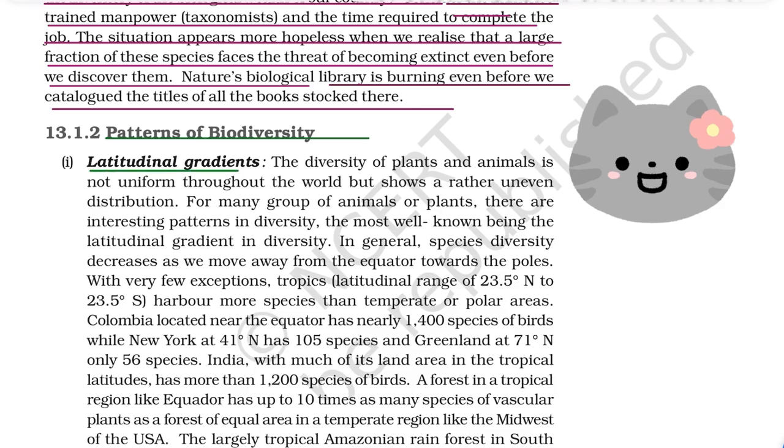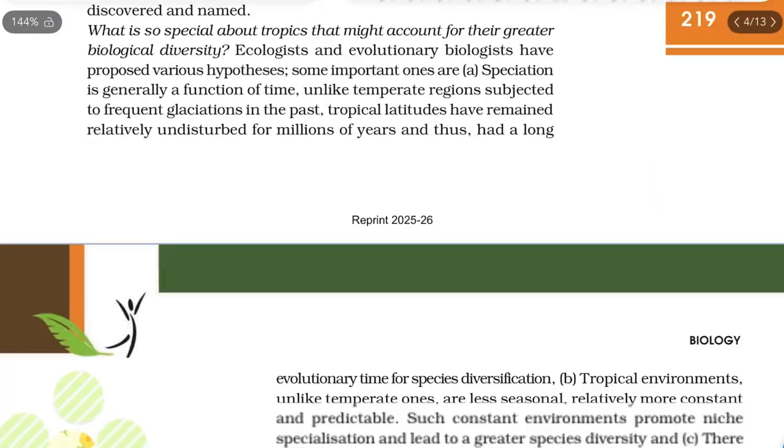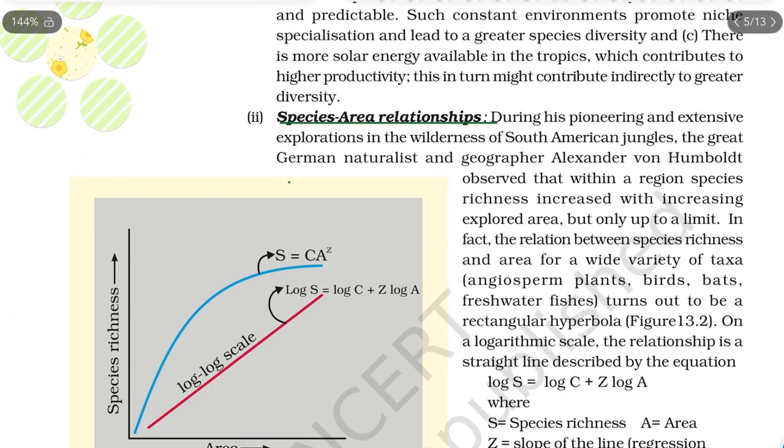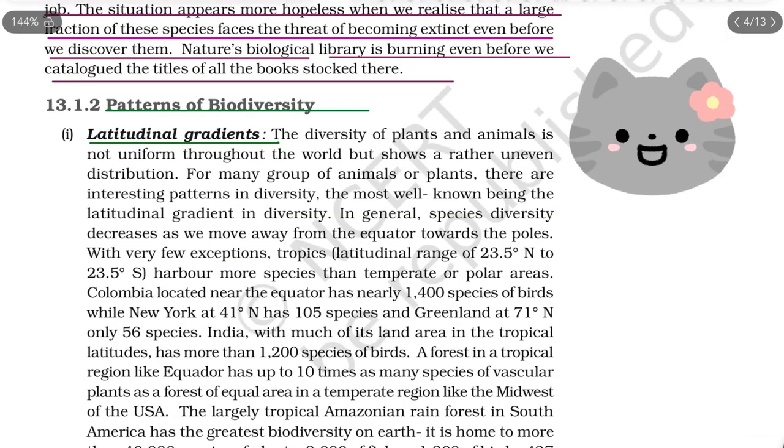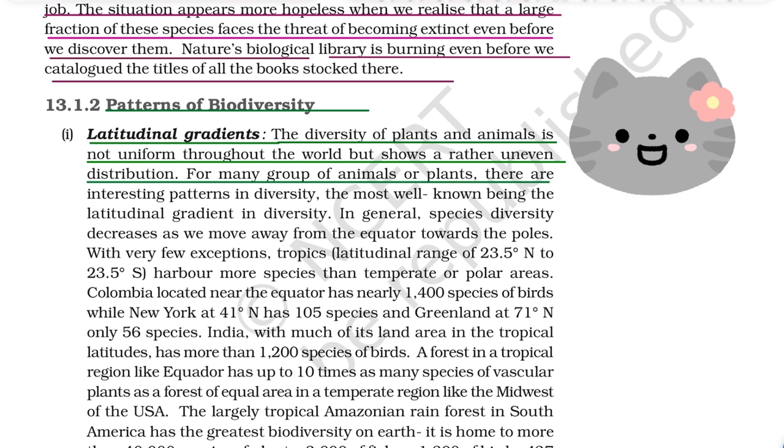Patterns of biodiversity: latitudinal gradients and species-area relationships. The diversity of plants and animals is not uniform throughout the world but shows a rather uneven distribution. For many groups of animals or plants, there are interesting patterns in diversity. The most well-known is the latitudinal gradient in diversity. In general, species diversity decreases as we move away from the equator toward the poles.